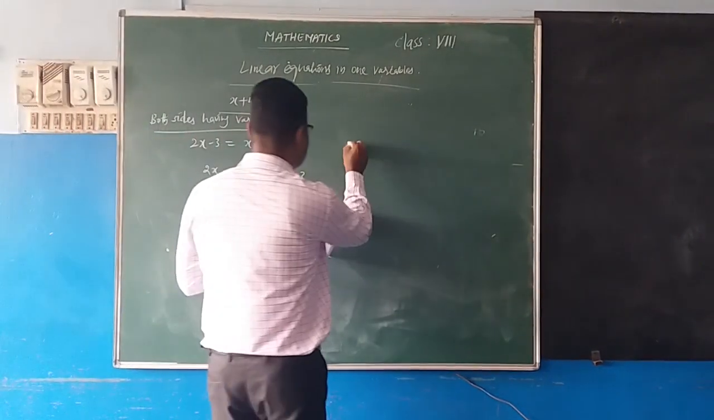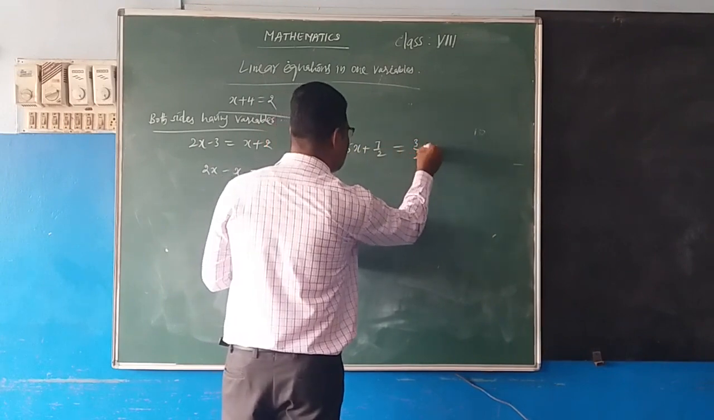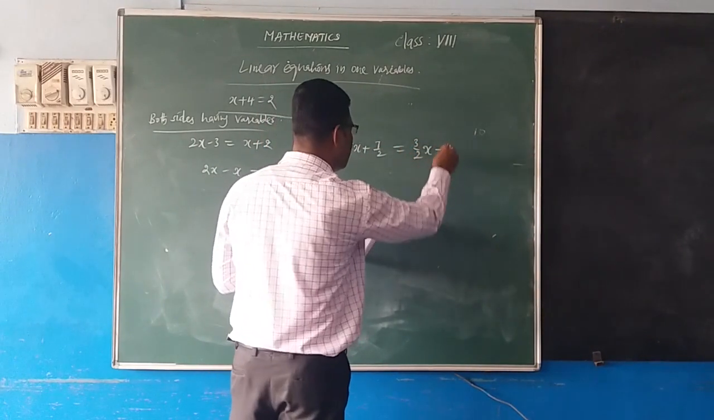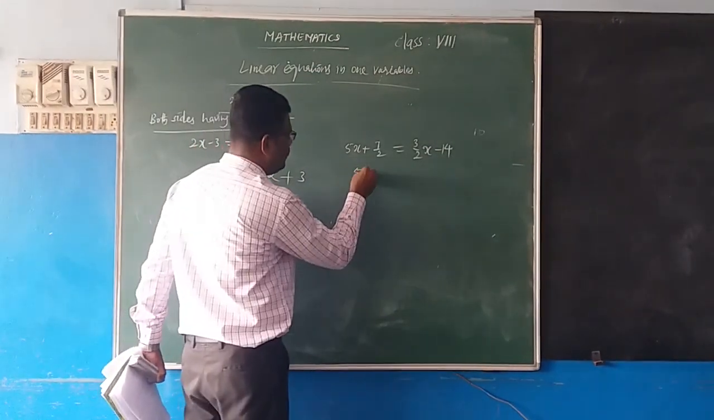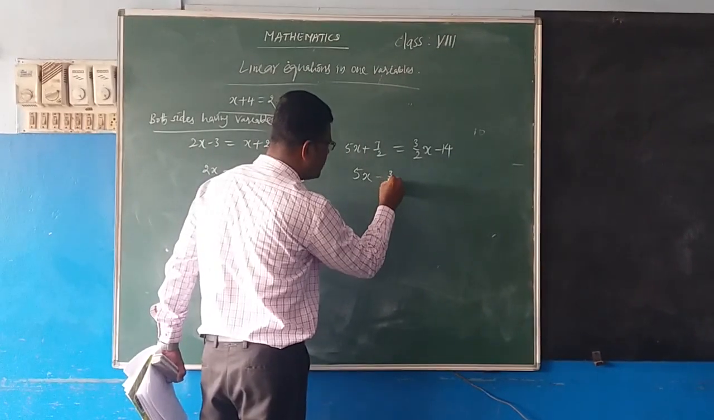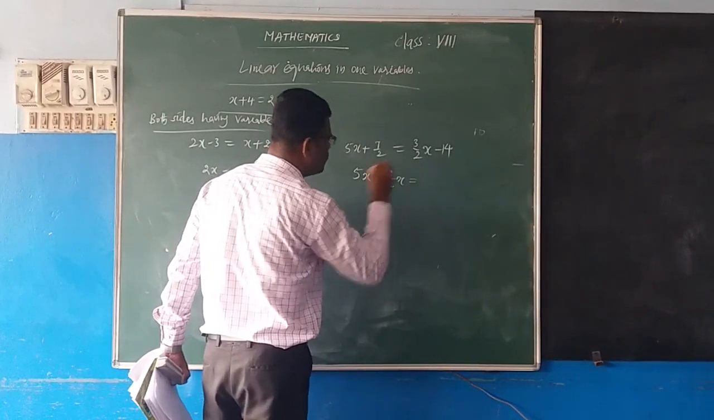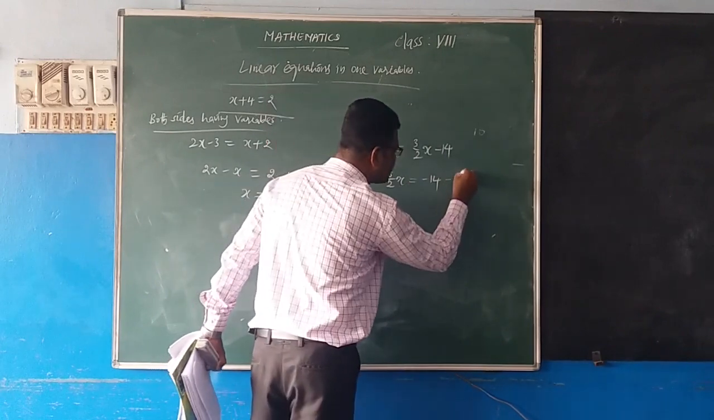Second one is 5x plus 7 by 2 is equal to 3 by 2x minus 14. So variables: 5x, and this one you bring this side, it becomes minus 3 by 2x is equal to minus 14 as it is. When this goes that side, minus 7 by 2.